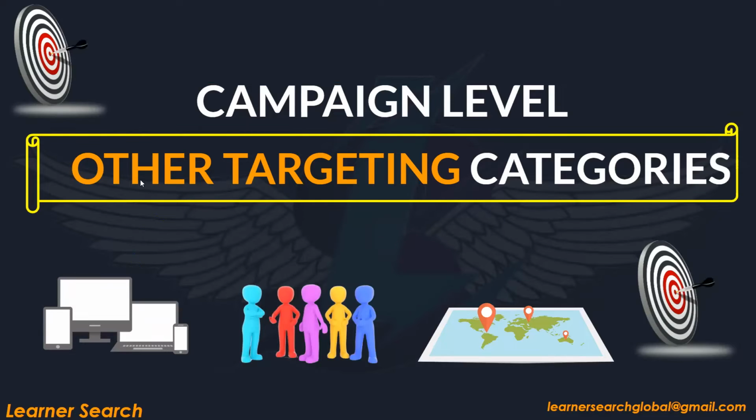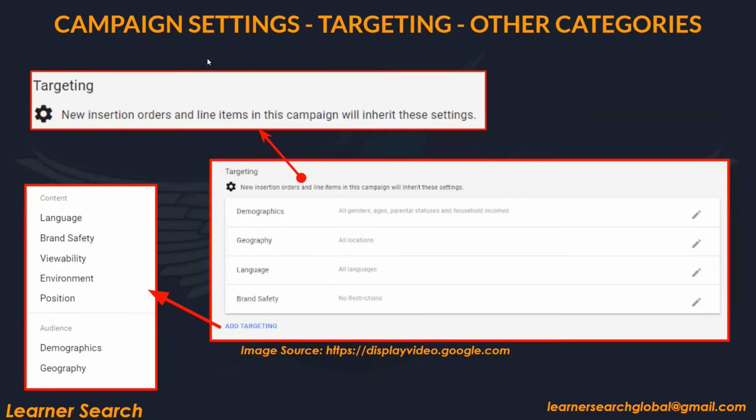Now let us look at the other targeting option categories. Campaign settings are targeting at other categories. So these are the various targeting options available at campaign level: demographics, geo, language and brand safety. Demo and geo fall under audience targeting, whereas language and brand safety fall under content targeting.